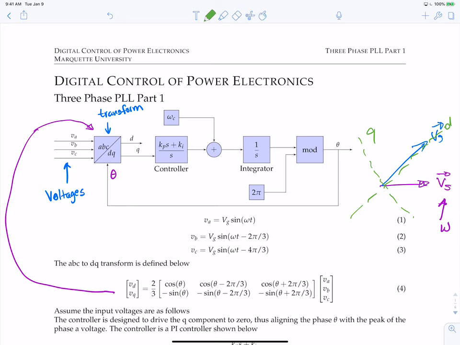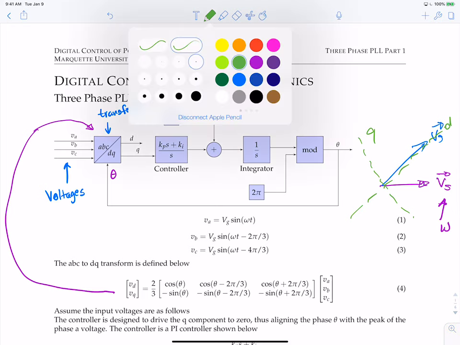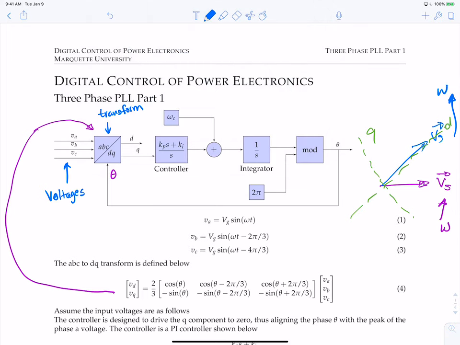And so what happens is if you're locked to it, D is purely a real value, right? And Q is zero because we're locked on that reference frame to the rotating space vector in blue. So having known all that, essentially what we're going to do in terms of control is that we don't really care what D is. D is actually going to be the magnitude of the space vector, but we don't care about the magnitude. What we'd like to do is actually drive Q to zero, because if we drive Q to zero, that means that we are locked, right? That means there's no imaginary component at all. So essentially, Q is our error. It tells us whether we're locked or we're not locked.